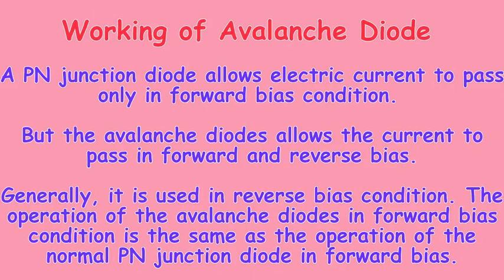Working of avalanche diode. A PN junction diode allows electric current to pass only in forward bias condition. But the avalanche diode allows the current to pass in forward and reverse bias. Generally, it is used in reverse bias condition. The operation of the avalanche diode in forward bias condition is the same as the operation of the normal PN junction diode in forward bias.